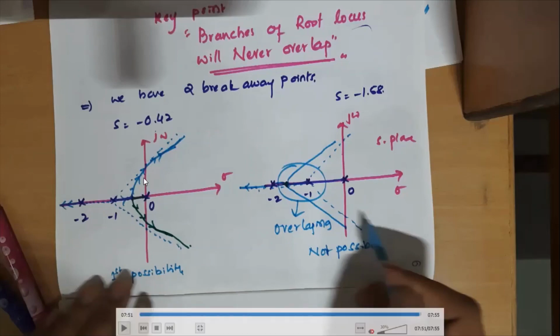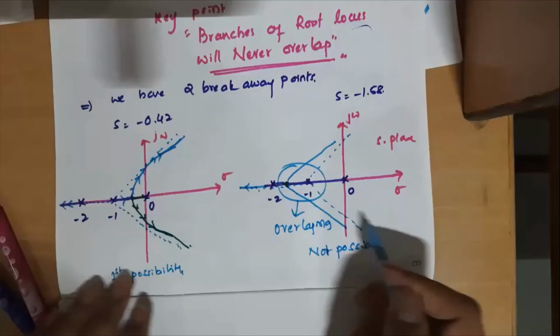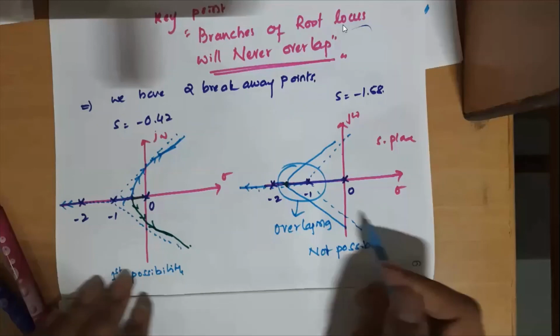Conditionally stable means you have to put some condition on its stability. That is the thing: how to calculate that condition, for what range of values it is stable. We will study that part in the next class. Fine. Any doubts till this point?